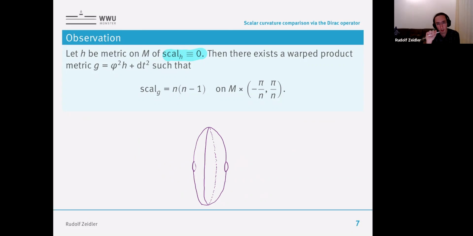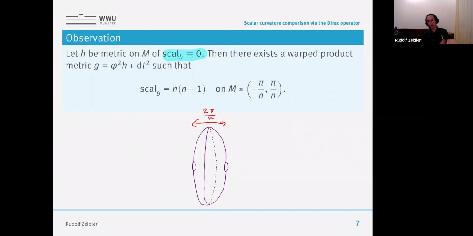Then we can construct a warped product metric on M cross some interval, which has constant scalar curvature n times n minus 1, and it lives on an interval of length 2 pi over n. This is kind of a cartoon drawing of this. So you see in high dimensions, if you want the same normalization as the scalar curvature of the n-sphere, you have less and less time when the dimension goes up.